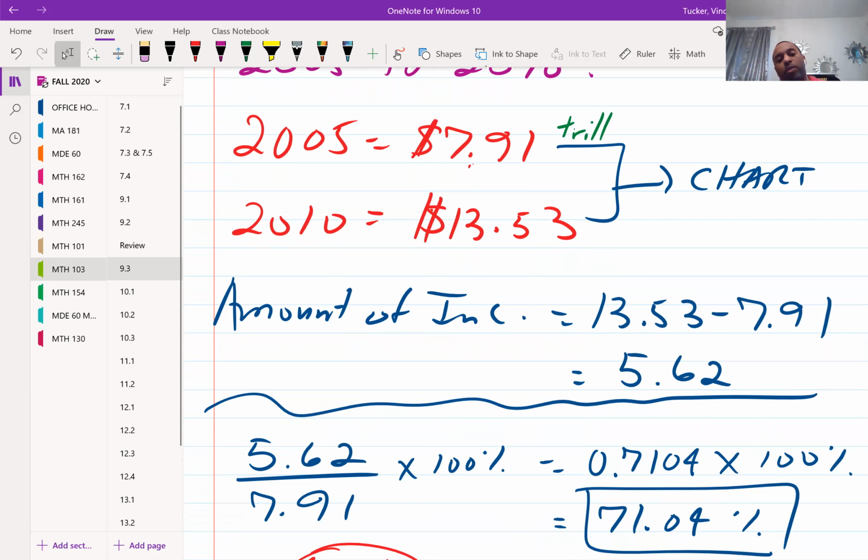Then we take that 5.62 divided by the original amount. Our original amount was 7.91, and multiply times 100%. All there is to it.